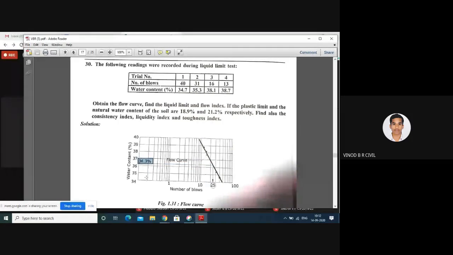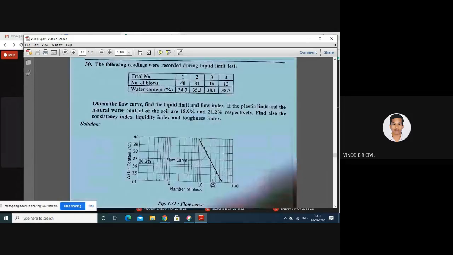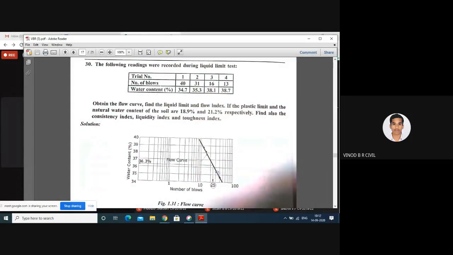Once again, I will repeat how to draw this graph. Water content is on the y-axis and number of blows on the x-axis. First one is 40, with 34.7. 10, 20, 30, 40. This is the value. And next one is 31, 35.3. 31 means somewhere here, and 35.3.